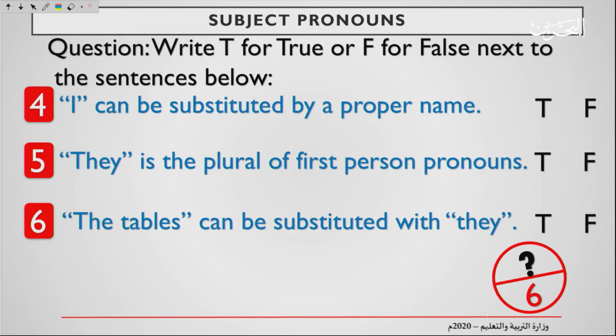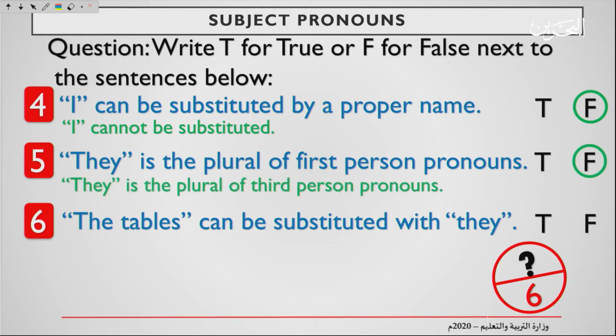All right. Mark your answers. For number 4, the answer is F. I cannot be substituted with any proper name or noun. 5. They is the plural of first person pronouns. F. They is the plural of third person pronouns. The tables can be substituted with they. True. Mark your grade and write it down.